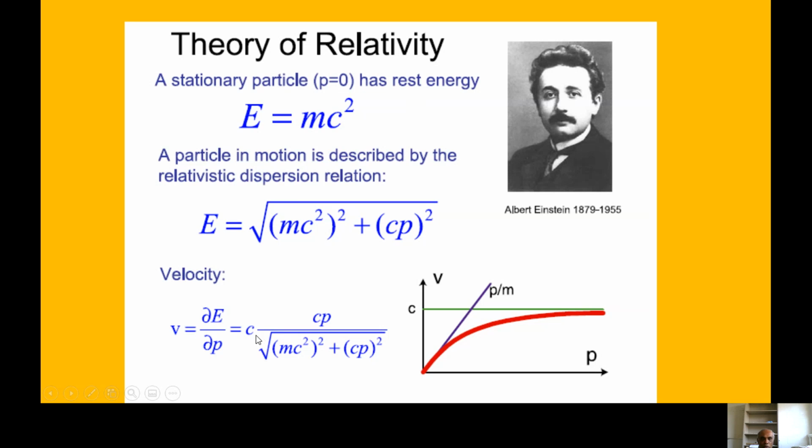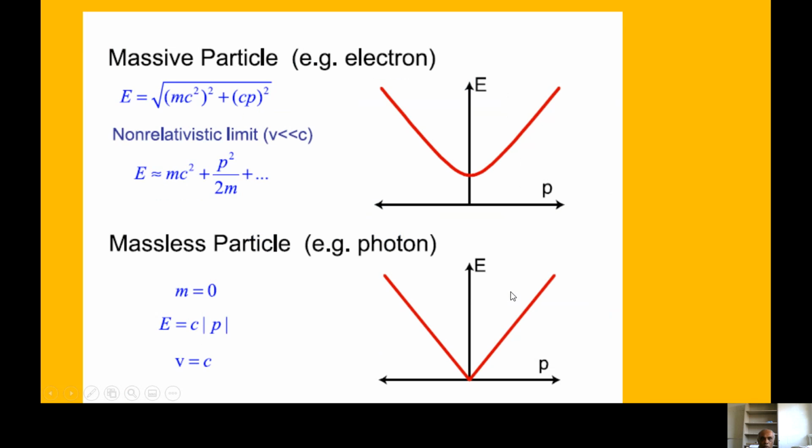Now if I plot this v as a function of p, it shows this kind of behavior. For large p, this reaches the velocity of light, but for smaller p, this region is very linear. So that slope is given by p over m. Right? That's more like a classical situation. For low velocity, it gives the classical relationship p equals mv.